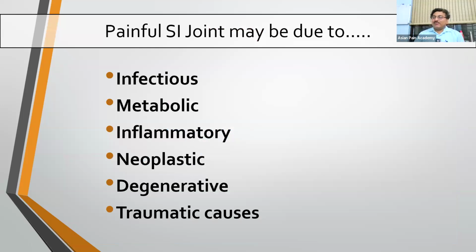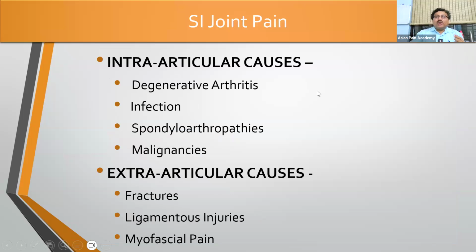Now, why can an SI joint become painful? An SI joint can become painful due to infection, metabolic causes, inflammatory causes, neoplastic causes, and degenerative causes. That is the most common, and we find it in most of the patients. It could also be painful because of traumatic causes. Among the intra-articular causes, there are degenerative arthritis, infection, and spondyloarthropathy, which might cause sacroiliac joint inflammation, quite common in ankylosing spondylitis. Then, primary malignancy of the bone, or more commonly secondary metastasis into the sacroiliac joint, can be an intra-articular cause of sacroiliac joint pain.